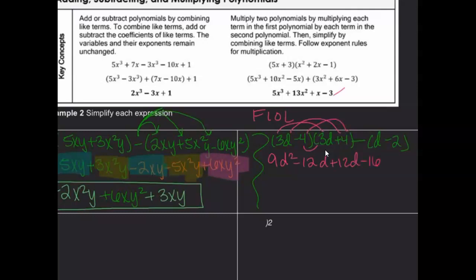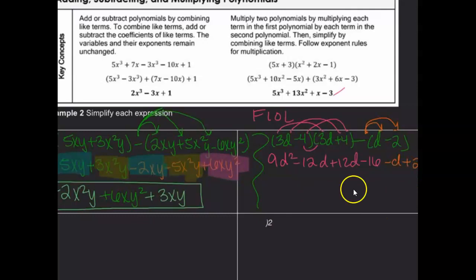You can also do something we call double distribute. So you could have just done 3d times 3d, 3d times 4. And then distribute your second term, negative 4 times 3d, negative 4 times positive 4. That also works. Now for my next part, I need to also distribute this negative. So this is really negative d plus 2. So be careful there.